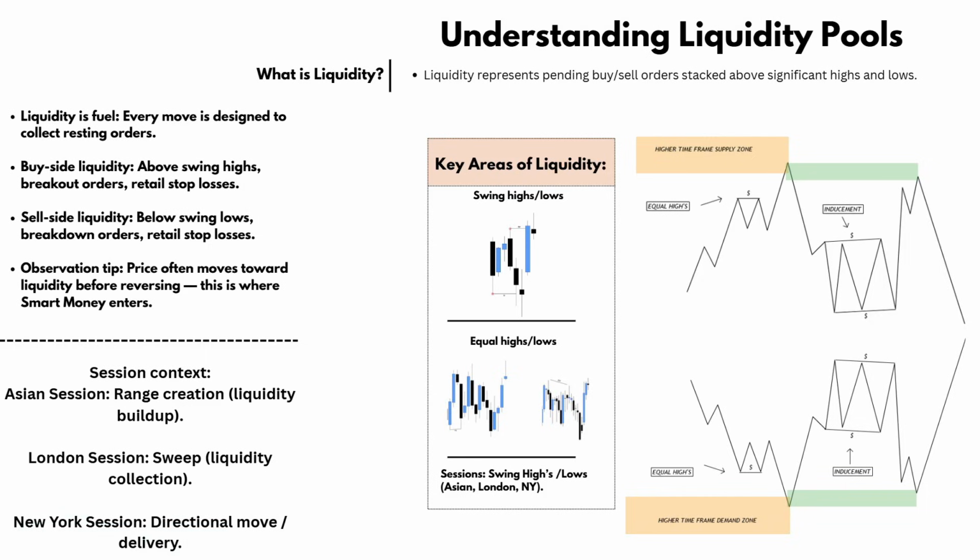Let's get into some session context. The Asian session is the range creation. This is our liquidity buildup. It's not that you can't find trades during the Asian session, it's just that it's choppy markets. It's choppy price action that price is showing us. So the Asian session is just choppy and back and forth. The London session is our London session sweep. This is our liquidity collection session right here. This is where price gives us our strong manipulations, either of the Asian session highs or of the Asian session lows. The New York session is our directional move. This is our delivery session right here. Price usually gives us a strong distribution move during the New York session kill zone.